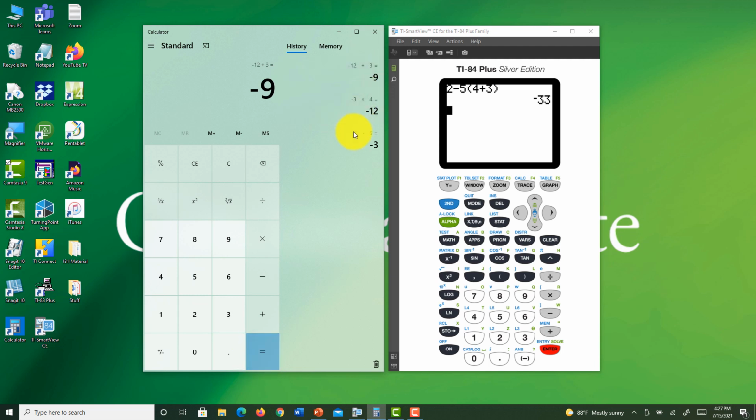The reason why is that this calculator is only doing one operation at a time. So what we have to do is first know what operations we want to perform first. In this case we want to do parentheses. Let's clear this. We want to take 4 plus 3, that's 7. We want to multiply that by 5, so we have 35. So now we want to take 2 minus 35, hit equals, and we get negative 33. That is the correct answer. Let's try another.